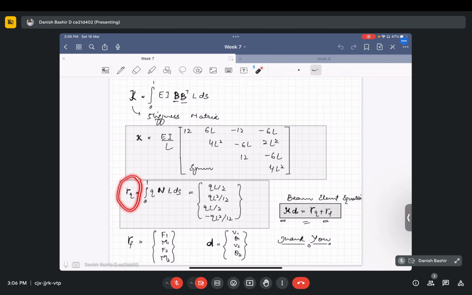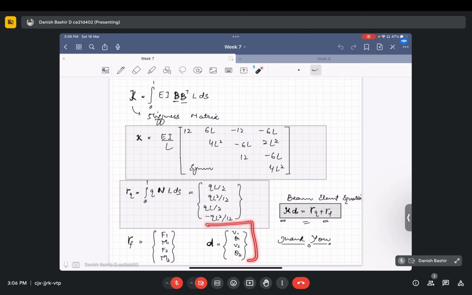One is the nodal force vector that includes the distributed load that may be present on our beam element. It is given as qL by 2, qL squared by 12. This is force, this is moment, this is force, this is moment. Then we have another vector as well, that is the applied forces or moments that may be present at the nodes, that is F1, M1, F2, M2.